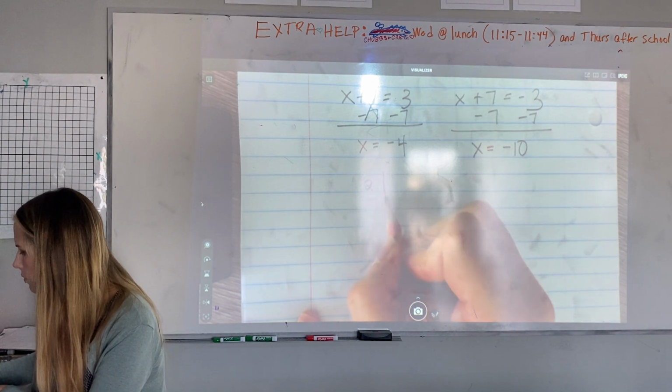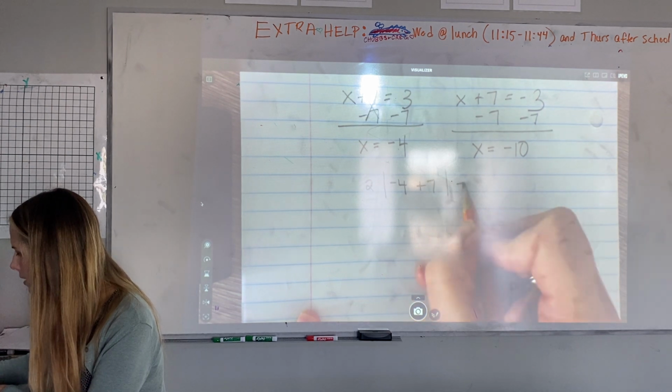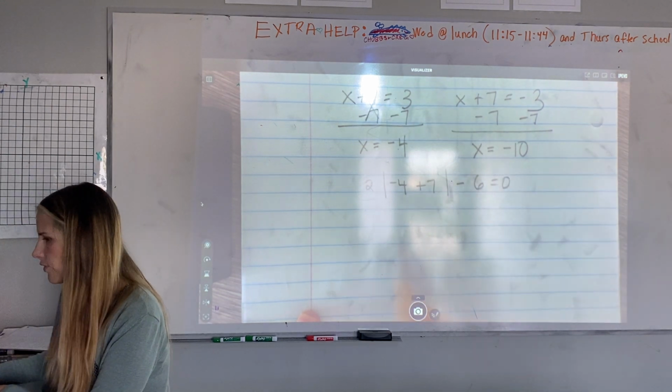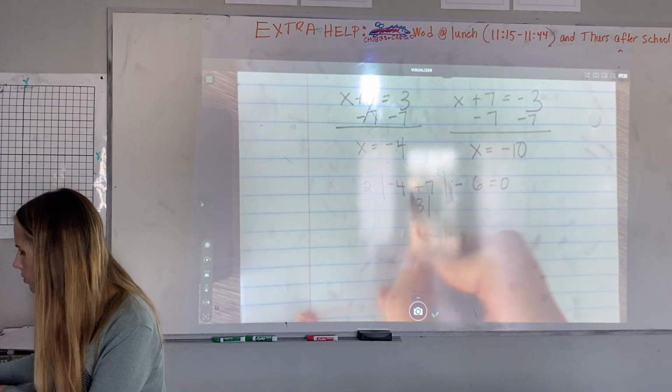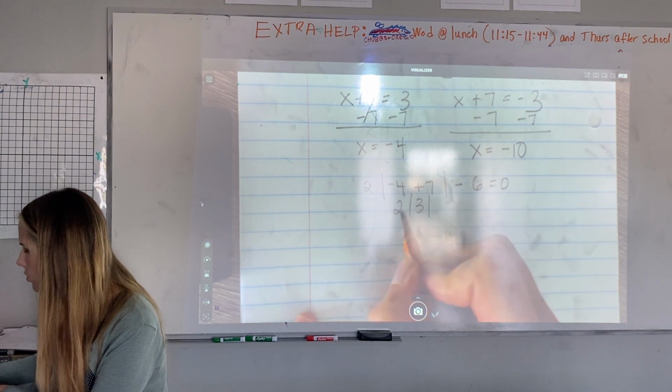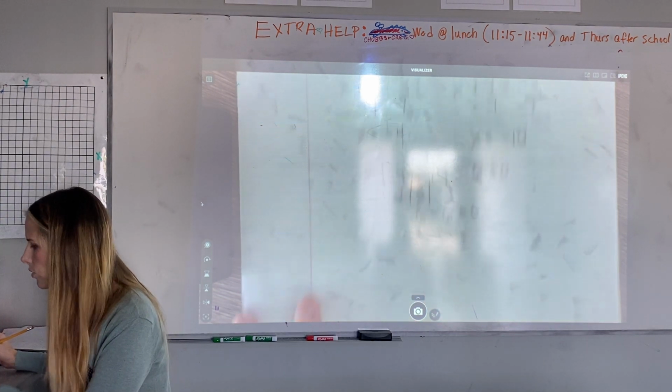2 times the absolute value of x, which is negative 4, plus 7, minus 6 equals 0. Let's first check our negative 4. Negative 4 plus 7 is 3. The absolute value of 3 is 3, times 2 is 6. 6 minus 6 is 0. Does it work? Great. Yes.